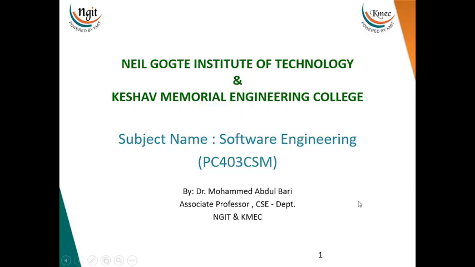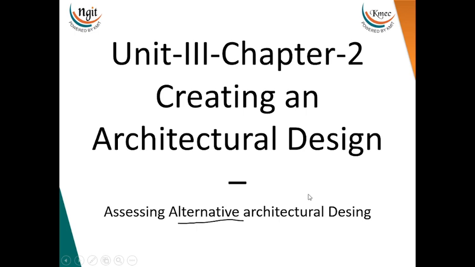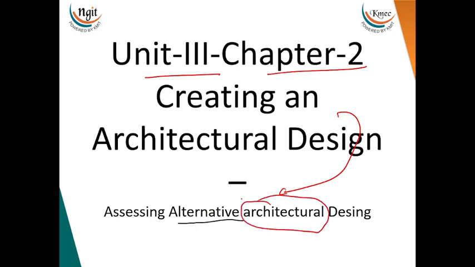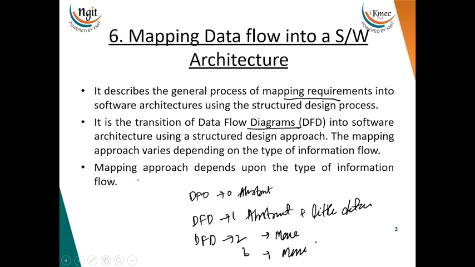Today we are going to see unit 3 chapter 2. In that one we are going to see the last part, assessing alternative architectural designs, how we are going to design the architecture based on your DFDs. So, mapping of data flow into architecture. Describe the general purpose mapping requirement.